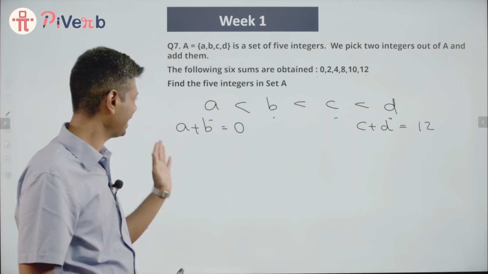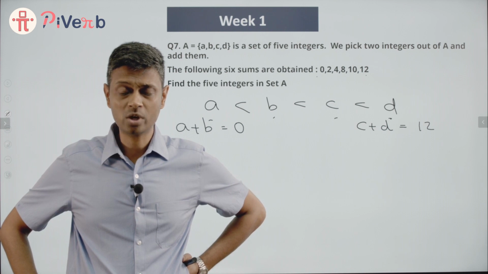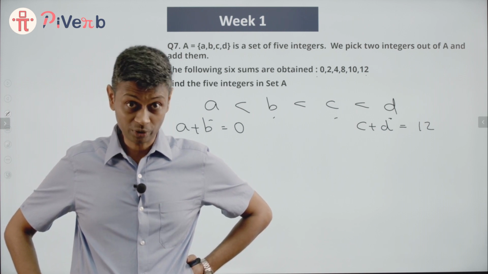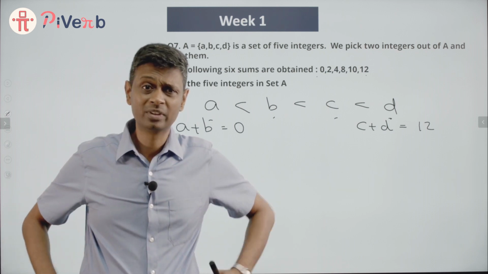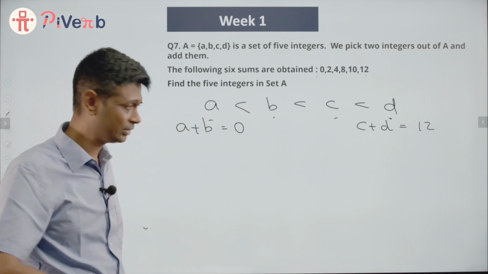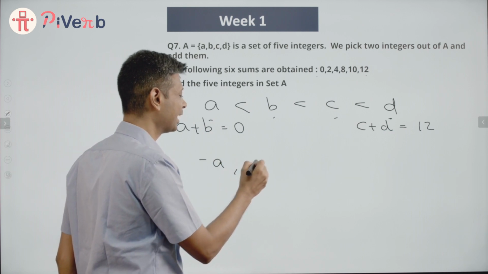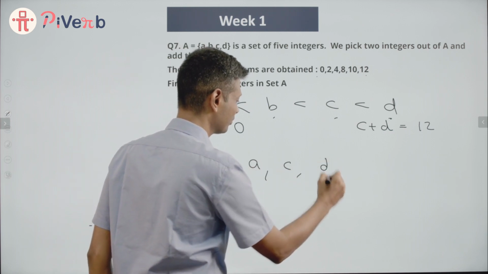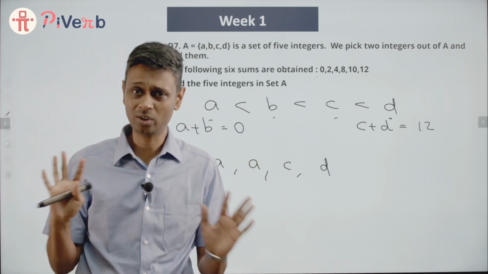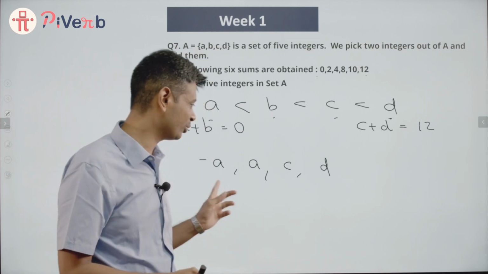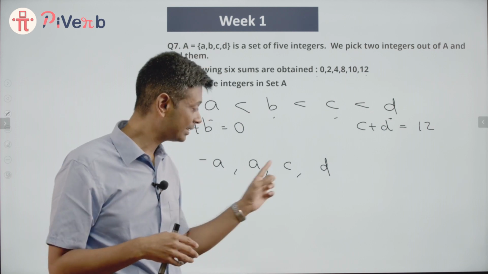A and B add up to 0. Give me 2 numbers that add up to 0: 3 and minus 3, 2 and minus 2, 1 and minus 1, 5 and minus 5. What do you notice? One is plus something, the other is minus something. So I don't want to deal with A and B. I'm going to deal with A and minus A. So the numbers are minus A, A, C, D. If A is negative, minus A will be positive. There's nothing wrong with that. I'm writing it like this because I feel that this number could be negative, this could be positive. I'm writing in order.